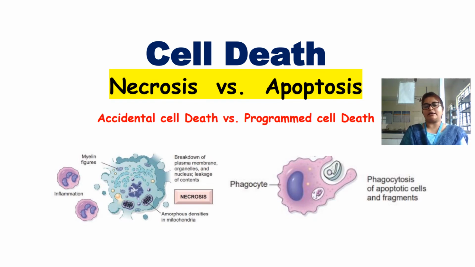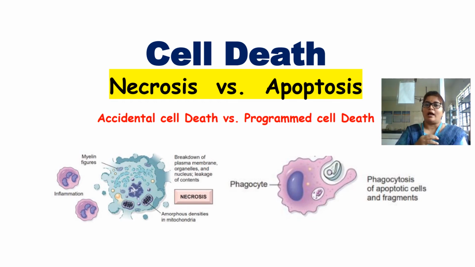So cell death, here we are going to find the difference between necrosis and apoptosis, because both necrosis and apoptosis are called cell death. But what is the difference between necrosis and apoptosis? You can easily find the differences. Necrosis is an accident that is happening, whereas apoptosis is a suicide.